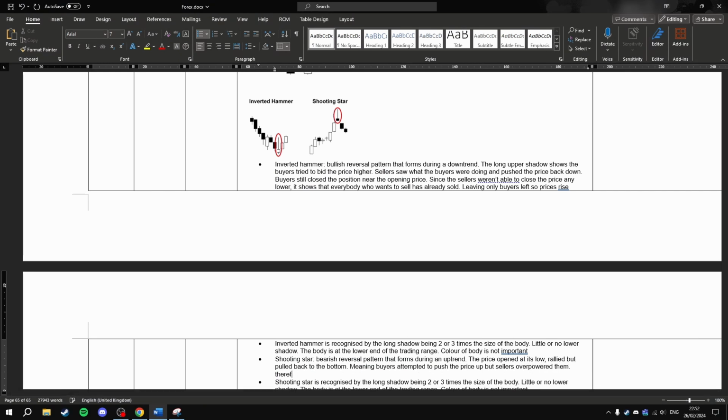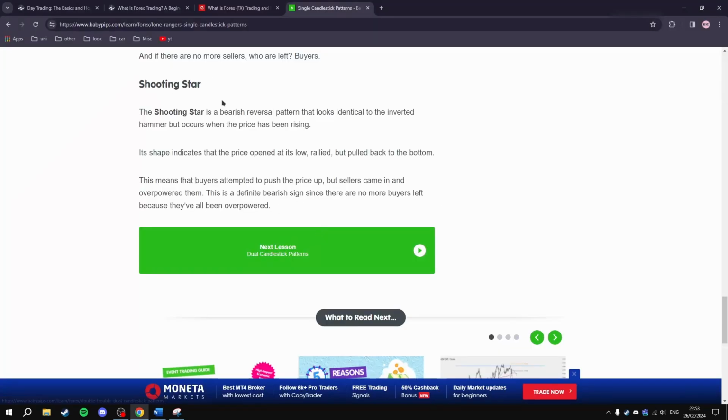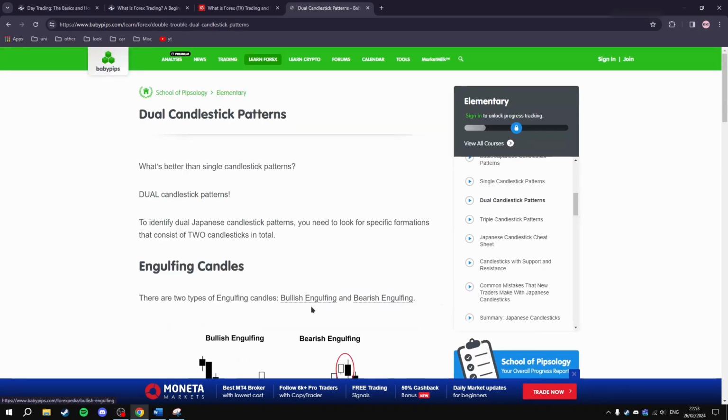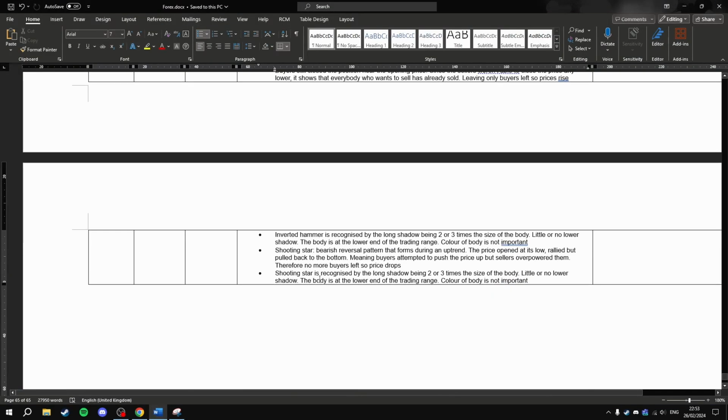Therefore, no more buyers are left. If there are no more buyers left but still loads of sellers, that means there's more supply than demand, so the price is going to go lower. Hence, the reversal of an uptrend, leaving a downtrend. So the price drops. Cool, makes sense.